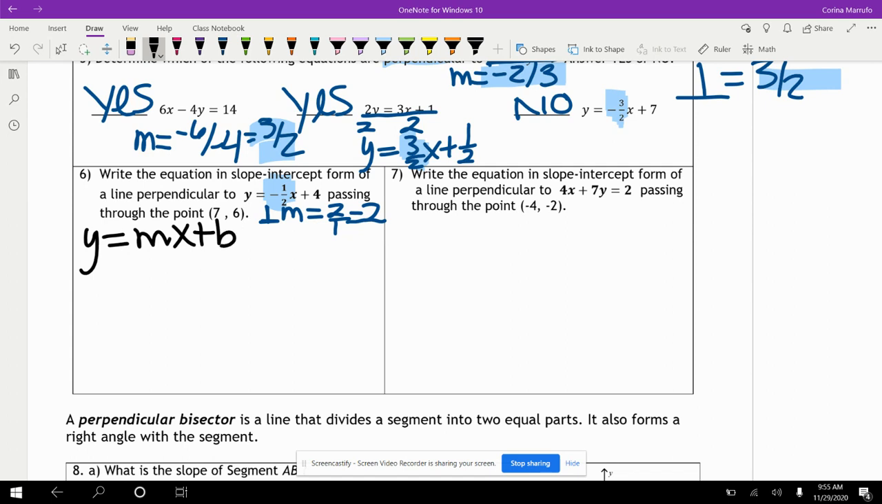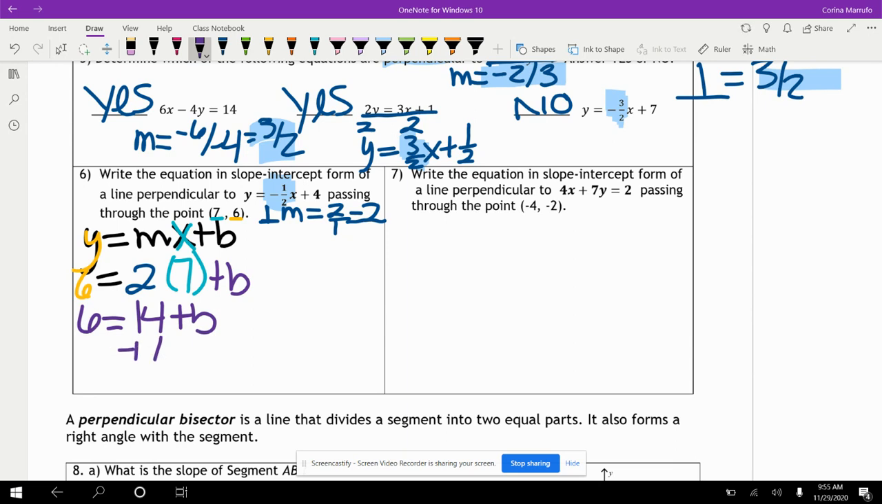Okay, we're going to plug in this point. So we know that our x value is 7. So instead of x, I'm going to put a 7. We know that our y value here is 6. So instead of y, I'm going to put a 6. Equals, our perpendicular slope has to be 2. And then b, we don't know. That's what we're looking for. So 6 equals 2 times 7 is 14 plus b. We're going to go ahead and move over the 14 by subtracting it. And 6 minus 14 gives us negative 8.